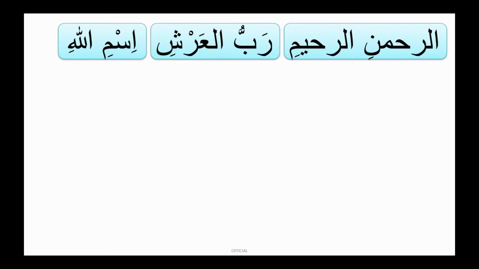Rayan, can you read this? Bismillahi. Ismillahi. So the first ism, which is ism in this example, is it heavy or light?